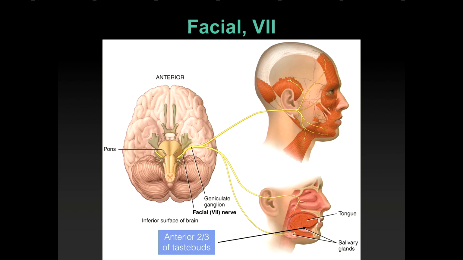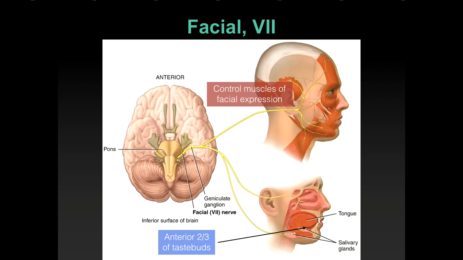That's the sensory information of the facial nerve that we care about, taste. Facial nerve also controls the muscles of facial expression. Somatic motor control. That makes a lot of sense. Facial nerve makes faces. Raise your eyebrows, narrow your eyelids, smile, frown.